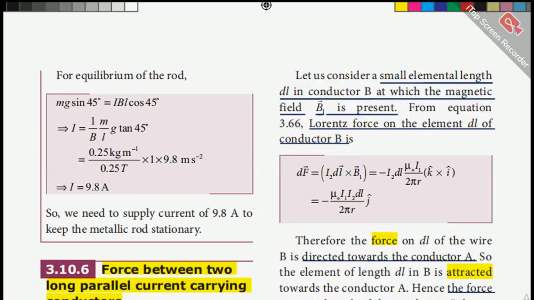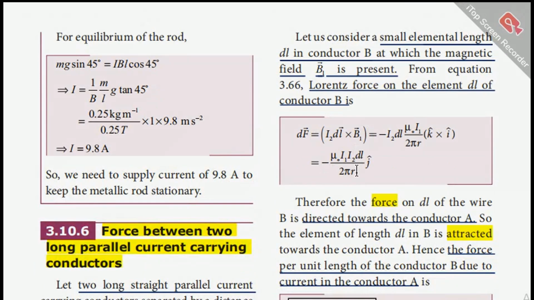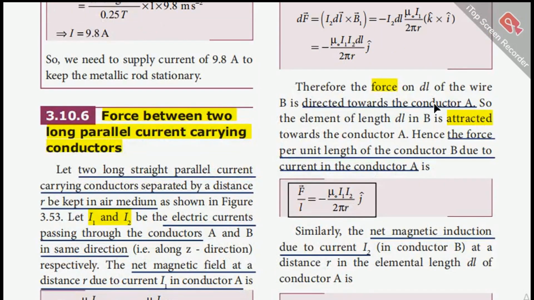Then let us consider a small element of length dl in conductor B at which the magnetic field B1 is present. From equation 3.66, the Lorentz force on the element dl of conductor B is given by dF equal to mu naught I1 I2 dl by 2 pi r into j unit vector. Therefore, the force on dl of wire B is directed towards conductor A. So the element of length dl in B is attracted towards conductor A. Hence, the force per unit length of conductor B due to the current in conductor A is F by L equal to mu naught I1 I2 by 2 pi r into j unit vector.